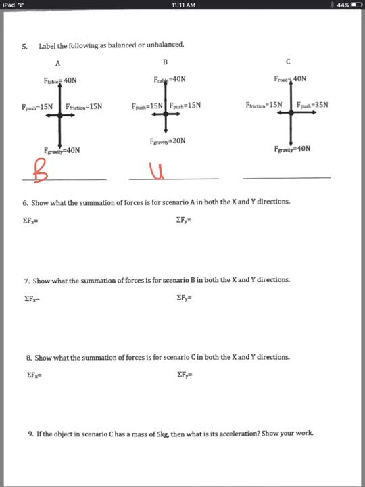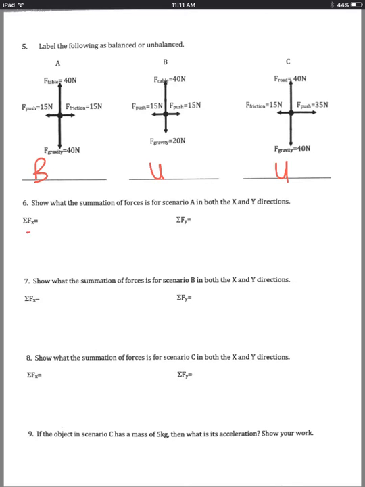So B, again, unbalanced. C, that looks unbalanced as well. And it looks like at this point, yes, we have balance here. We have equal up and down. We have equal right and left. That's balanced. Here, we have equal right and left, we don't have equal up and down. Here we have equal up and down, but we don't have equal right and left. So what do we do with that? Well, we're going to have to write some summation equations based on what we see in the diagram here.